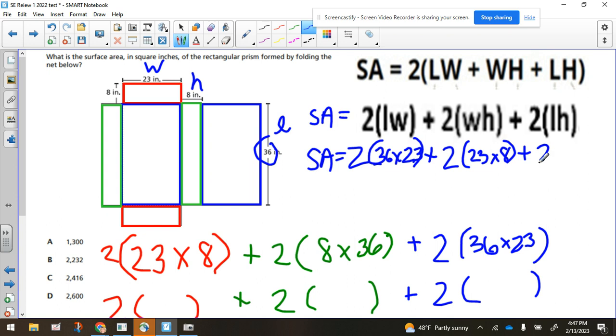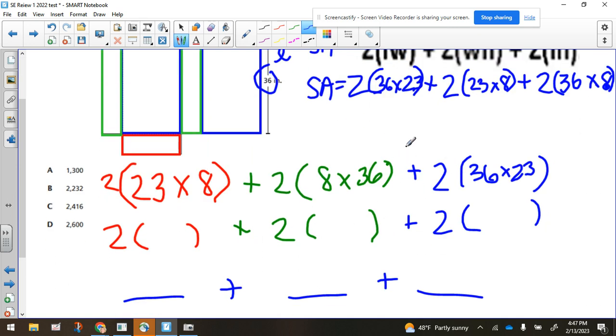Plus, the length we said was 36, and the height we said was 8. Now, doesn't that look familiar? We have 36 being multiplied with 8. We have that right here. So whether we do it this way or we substitute numbers into either formula, we should be able to get the right answer. Just be careful because in the end, you're going to have those three separate numbers to add together.